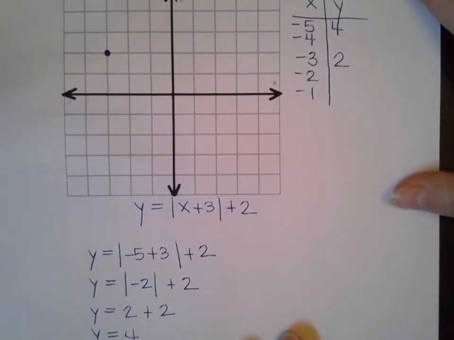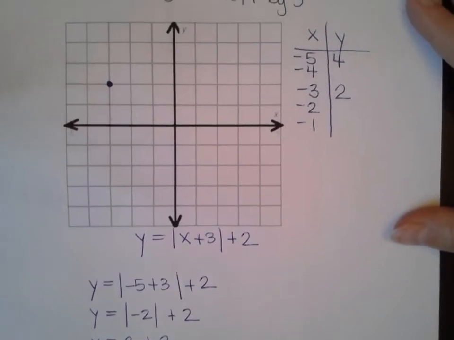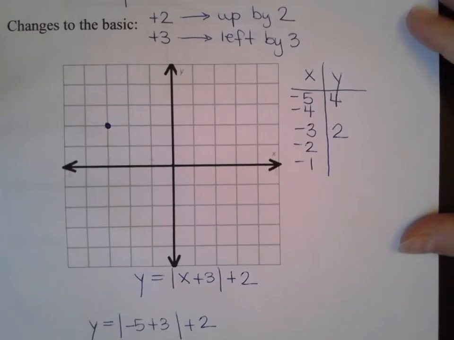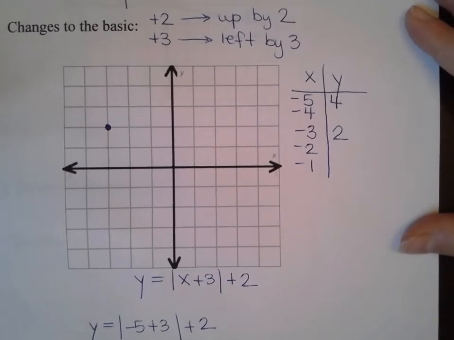Okay, and you could do that for all of these numbers that we have here in our t-chart. I'm not going to take the time to write them all out. You could do that on your own. You could pause it right here and try that. Okay, I'm just going to talk you through it. So if I plugged in -4, -4 plus 3 would be -1. Take the absolute value, that's 1 plus 2 is 3.